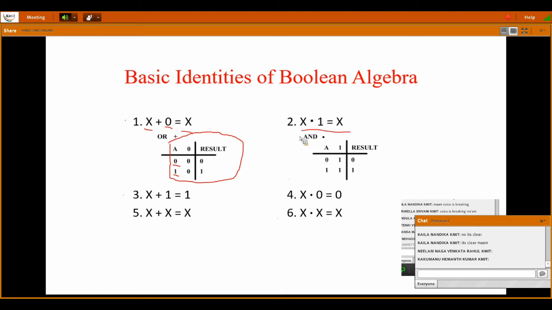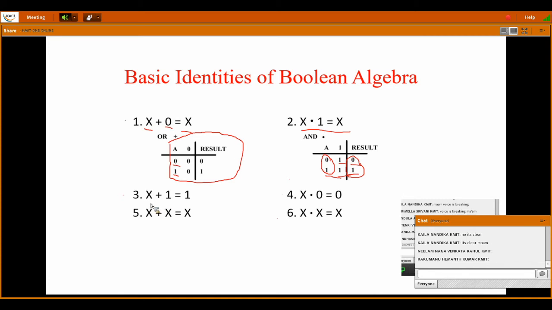The second identity, AND gate. Any variable ANDed with 1 will be the variable itself. Suppose the variable is 0 and 1 and the second input is 1 and 1. So AND gate, 0 ANDed with 1 will be 0. So what is the definition of an AND gate? AND gate output is high only when the two inputs are high. So this 0 and 1 is the same as our input. Hence any variable ANDed with 1 will be equal to the variable itself.